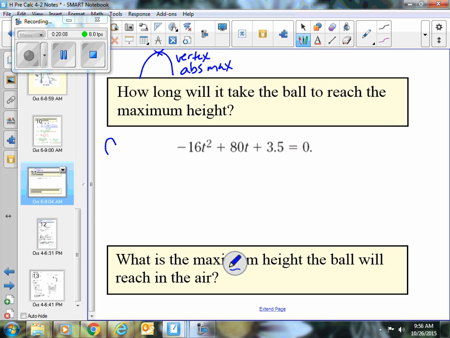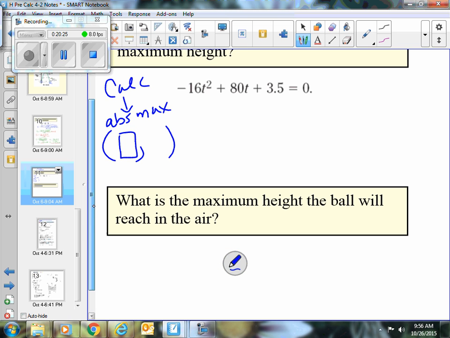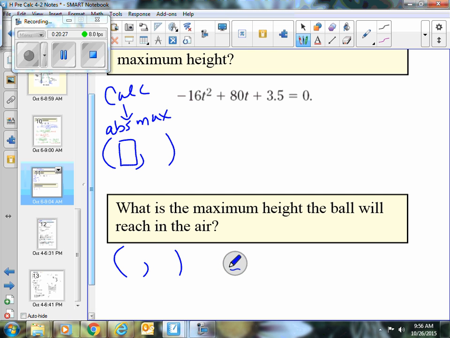So we can go to our calculate menu on the calculator. We can find the absolute maximum. And we're going to get an ordered pair. What part of the ordered pair would be the time or the x? Well, that's the first one, so however long that takes. Then, could we figure out what is the maximum height the ball would reach? Well, sure thing. That means we just have to look at that same ordered pair, and we'd be looking at the y value. So the output is the height.